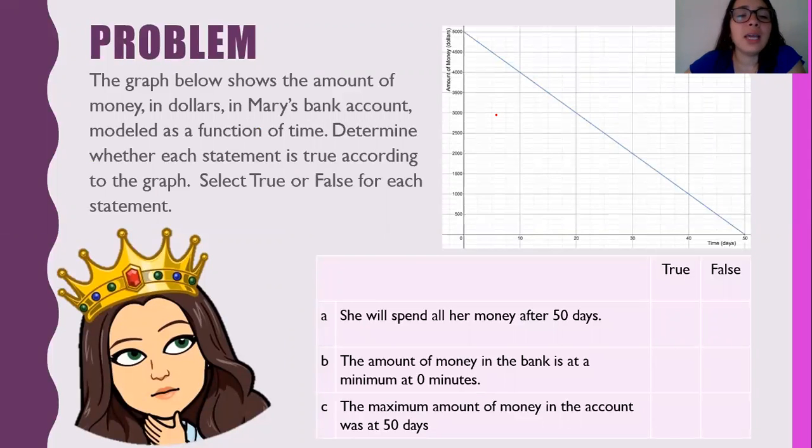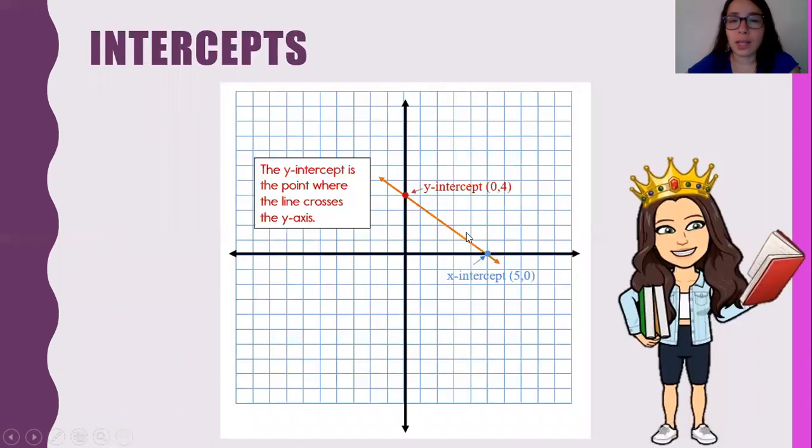So today the problem of the day is that the graph below shows the amount of money in dollars in Mary's bank account, modeled as a function of time. Determine whether each statement is true according to the graph. Select true or false for each statement. So we have a graph in front of us that has time on one axis, and on the other side the amount in her bank account in dollars. Then we have prompts A, B, and C, and we have to determine which of these statements is true and which are false. This is something we'll come back to after our lesson.